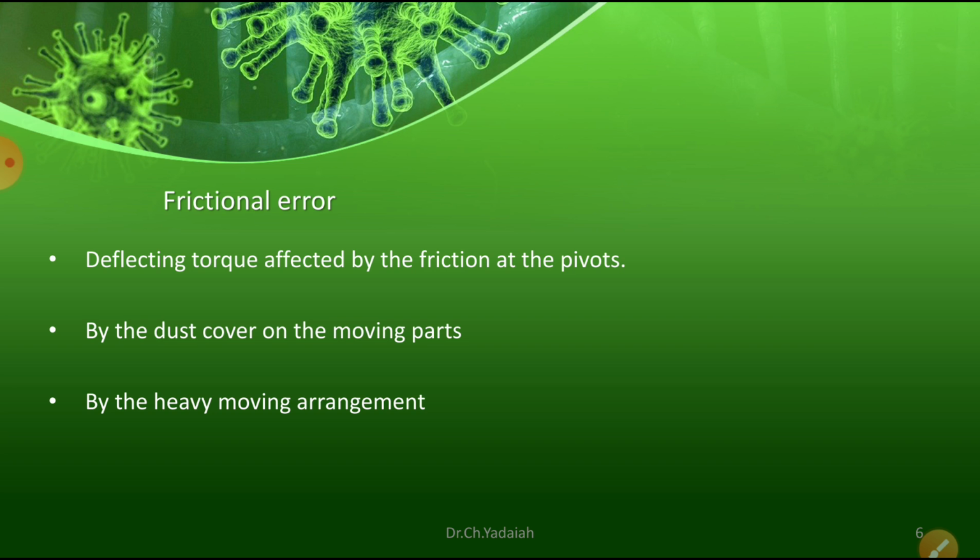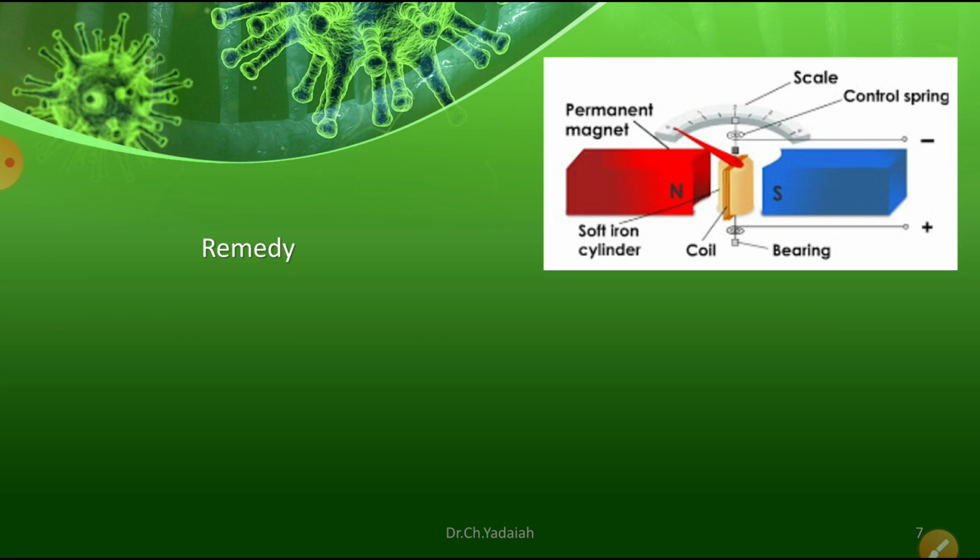What to do? We require frictionless bearings, which are the jeweled bearings. By using light construction of the moving system, we use materials very light in weight, so the weight on the spindle decreases. That is one remedy. And by using jewel bearings at both sides, we reduce the friction. You can see it here in the figure also.